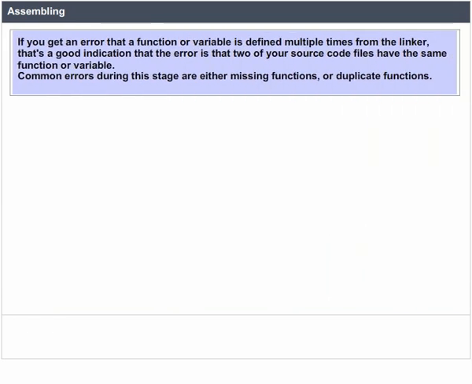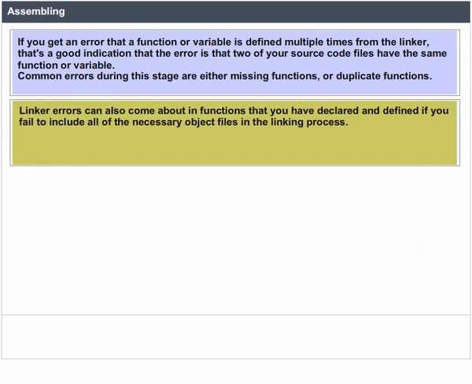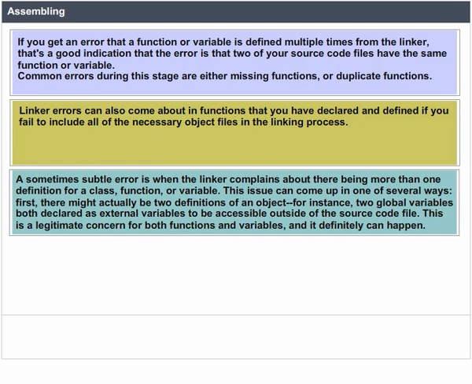If you get an error from the linker that a function or variable is defined multiple times, that's a good indication that two of your source code files have the same function or variable. Common errors during this stage are either missing functions or duplicate functions. Linker errors can also come about in functions that you have declared and defined if you fail to include all of the necessary object files in the linking process. A sometimes subtle error is when the linker complains about there being more than one definition for a class, function, or variable. This issue can come up in one of several ways.